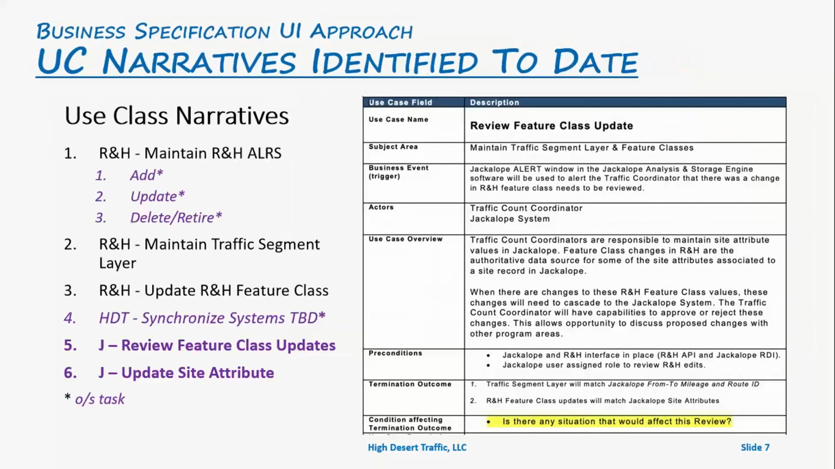I'm going to go back really quick. If you look at number 6 here in Jackalope, the update site attribute, that's actually happening now in Jackalope, but we put it here because it might be affected if number 1, the add, update, delete, retire, is done in roads and highways. That process could be changed. So we added it there, but it is something that's there already.